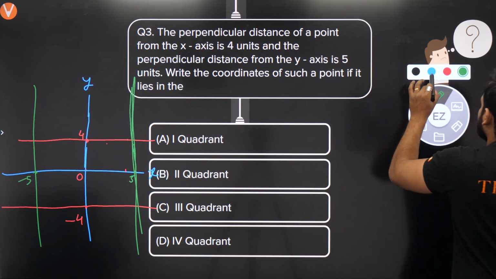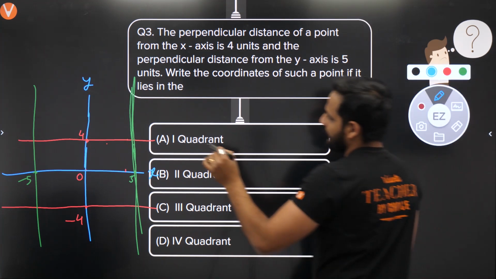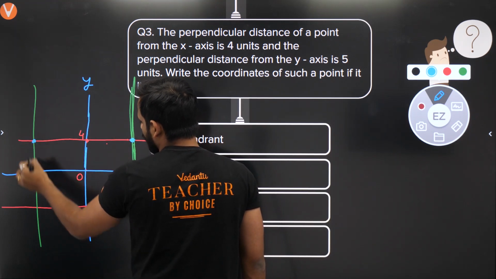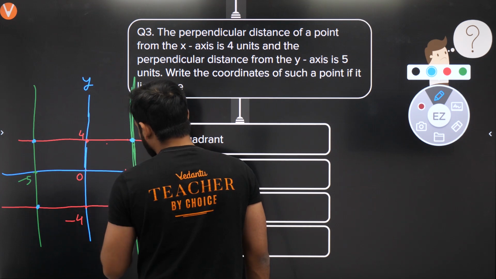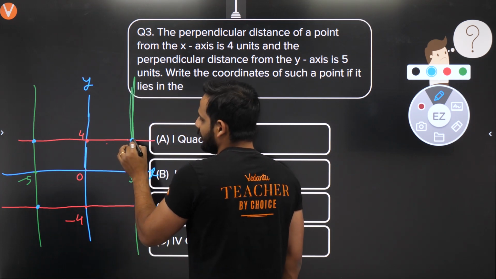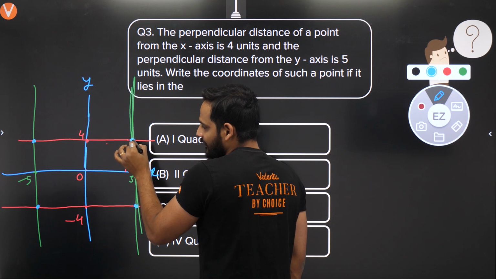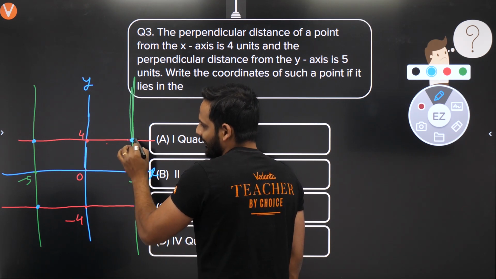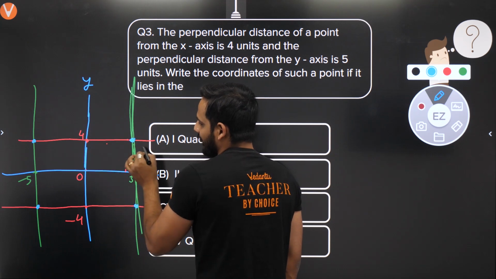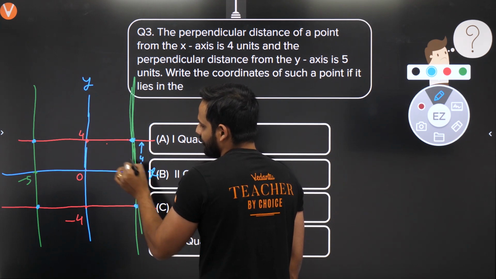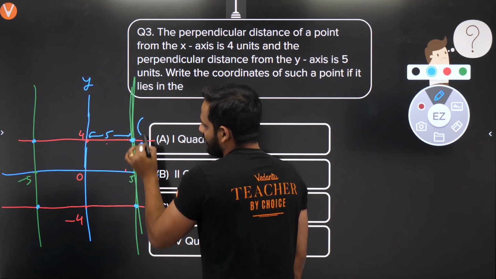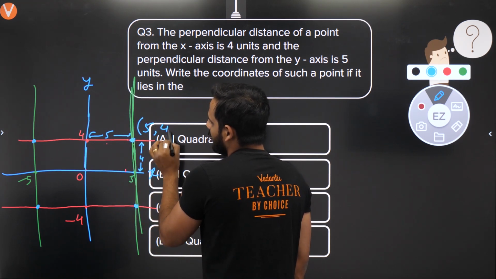Now the thing to note here is that wherever these 2 lines are intersecting, these points are the common points. Now see, a point here is at a distance of 4 units from the x-axis and 5 units from the y-axis, right? So the coordinate of this point will be 5, 4.